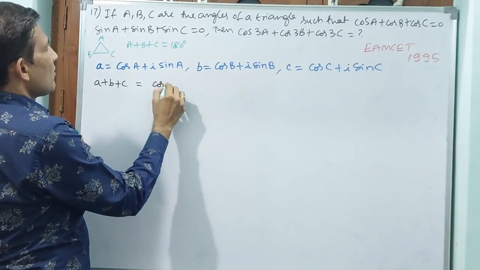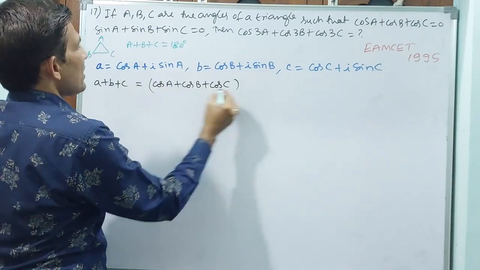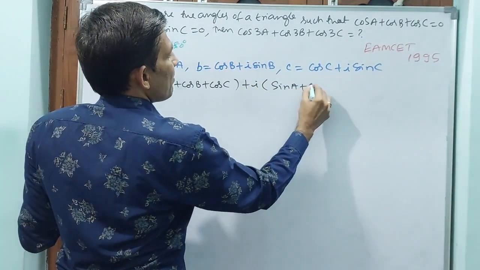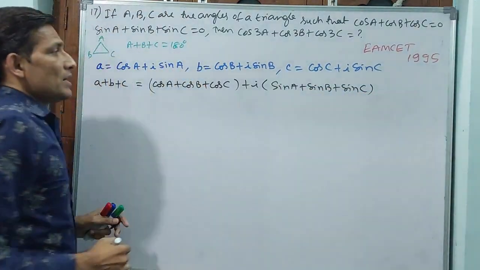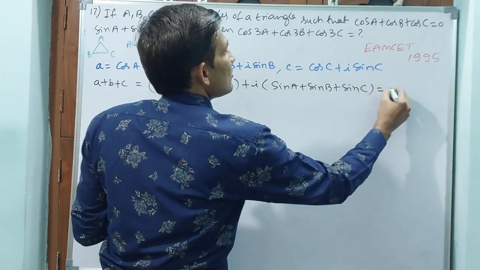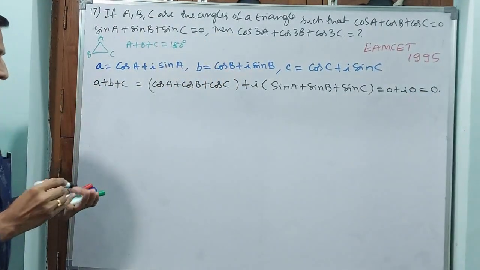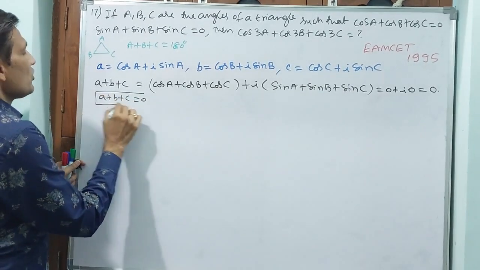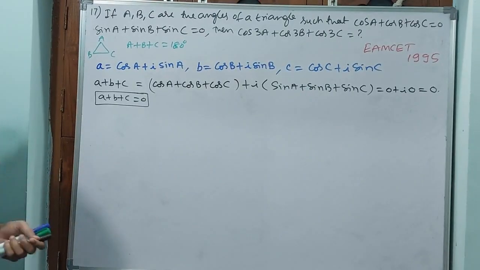We know very well cos A plus cos B plus cos C will be the real part, plus i times the imaginary part, sin A plus sin B plus sin C. But we know very well these two are 0. That means that is equal to 0 plus i 0, that is equal to 0. What can we say? A plus B plus C equal to 0. You keep this aside. Okay. You keep this aside.